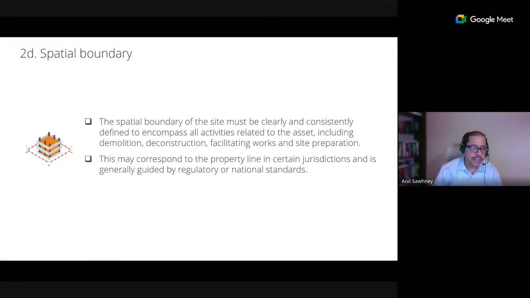Spatial boundary is the next thing that you fix. It's typically the property line, sometimes called the red line, because you want to make sure that you're including in your assessment maybe some infrastructure project, site development, landscaping, maybe some paving, maybe some parking. You want to make sure that you pick the property line as per your local jurisdictions based on regulatory or national standards. So that's something that you have to set.